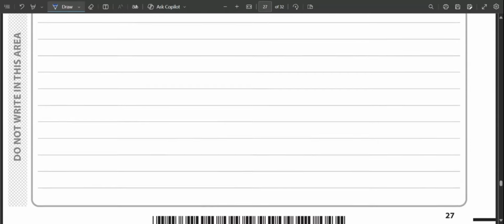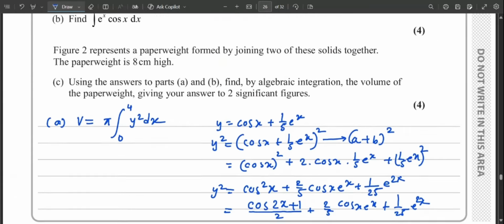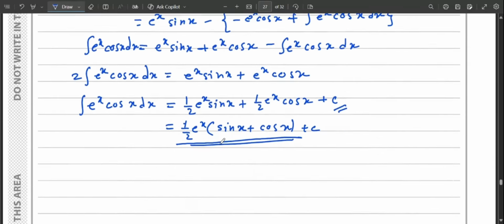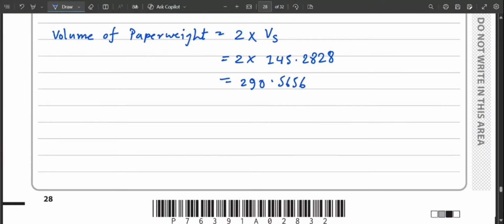And we have to give our answer to two significant figures. So 290.5656 to two significant figures will be equal to 290 units cubed.